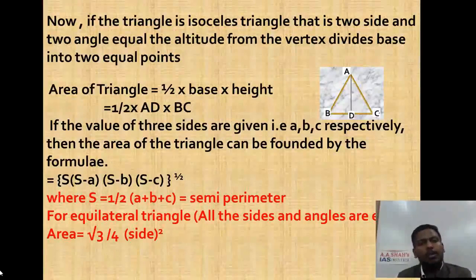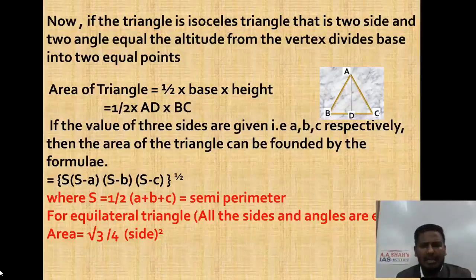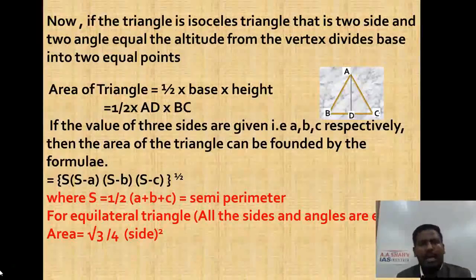Now see, in most cases, they don't provide you the altitude and they ask you to find the area. So in this case, there is a simple shortcut trick you can apply and get the answer easily, which is that the area of the triangle is equal to under root of S into S minus A into S minus B and S minus C. As you can see on your screen, there is a formula written over there.